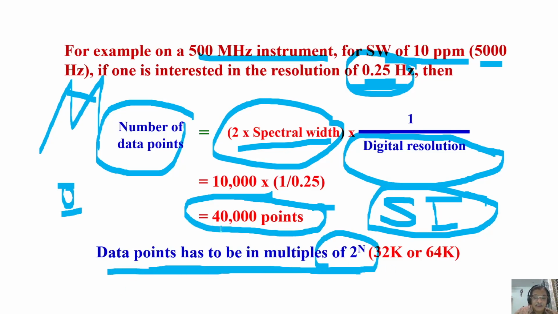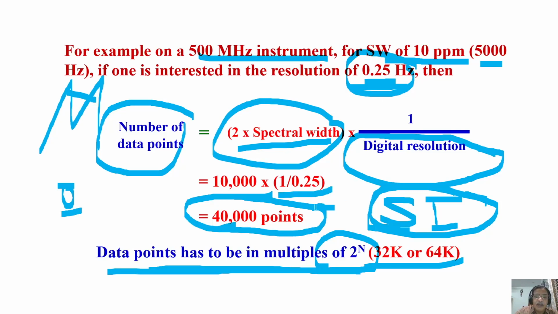And so you cannot take 40,000. Of course, time domain points you can choose any number. That's not a problem. We have provision for it. But at the time of acquiring, the memory of the computer in which you are going to collect the data has to be in multiples of 2 to the power of n. It should be 32K or 64K, or 16K. You have to choose based on the number of points you need.